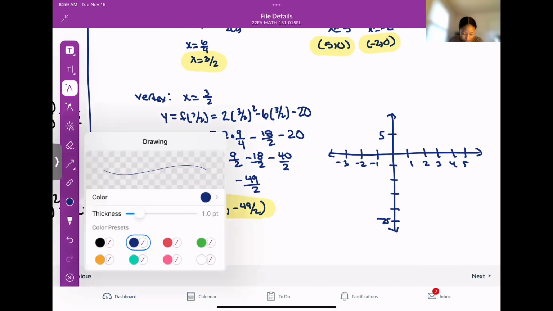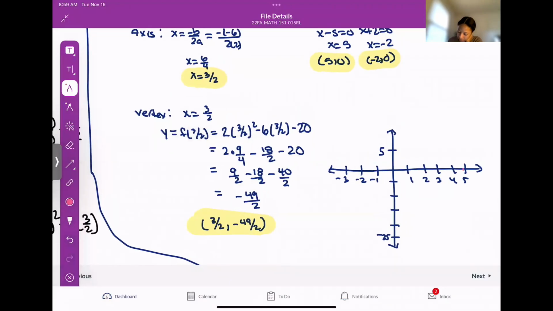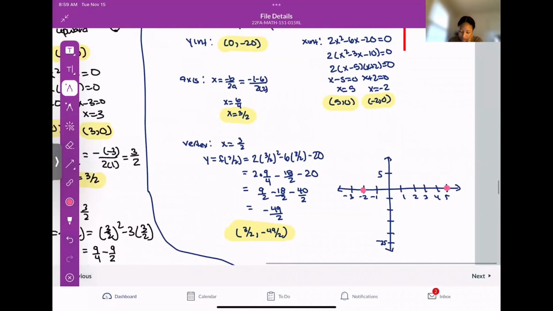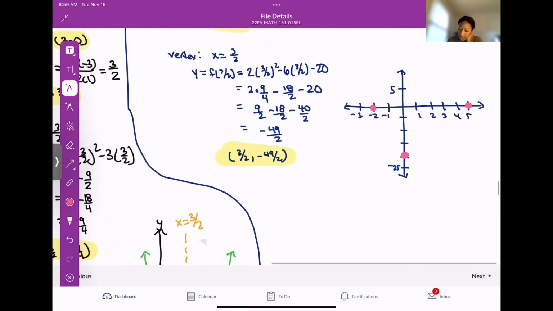Okay, and then if we plot our points, what color did we use? Pink. Let's use pink. All right, so the x-intercepts, I can see those right there. They're (5, 0) and (-2, 0). The y-intercept was (0, -20), which would be here. And then at 1.5, comma, negative 49 over 2. So that's negative 24.5. We have our vertex. That is about here. Maybe over just a pinch. There we go. That should be pretty good.